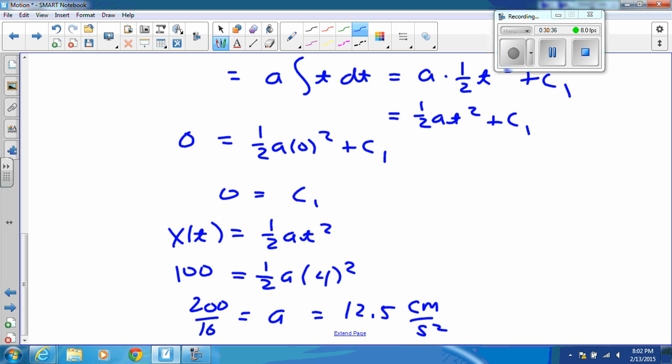What kind of units do we have here? The units are going to be in centimeters per second, or centimeters per second squared.